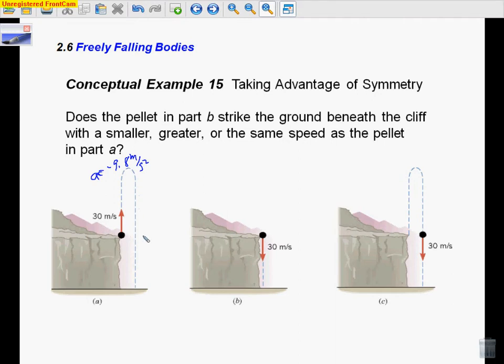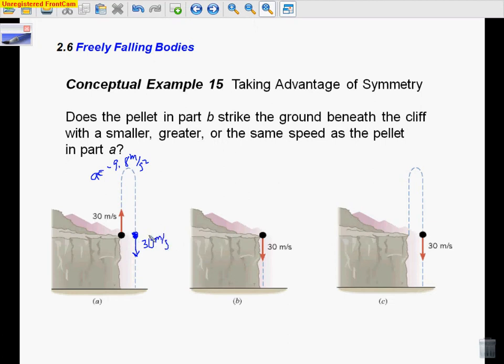So by the time it gets back down to where it started from, it's going to be going the same speed that it was going on the way up when it was at that same level. The difference is, of course, that it's now pointing downward. So if you throw the object up, it's going to go up, slow down, stop at the top, and then come back down. And when it reaches this point, its velocity is going to be equal to the velocity it had at the same point going up, but in the opposite direction.